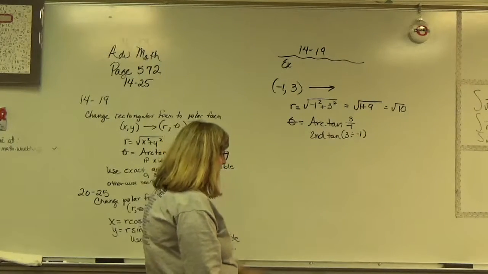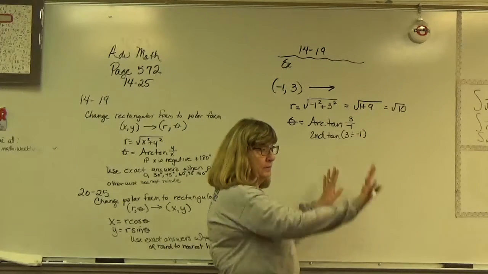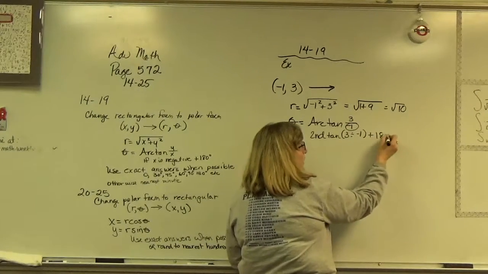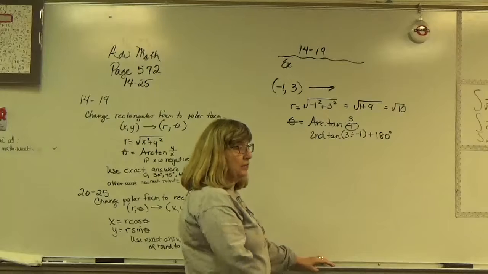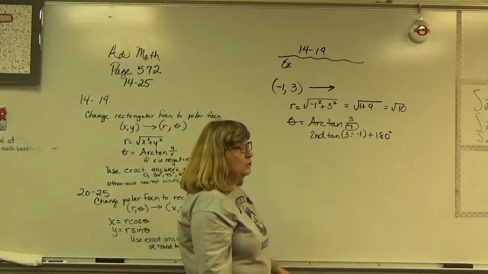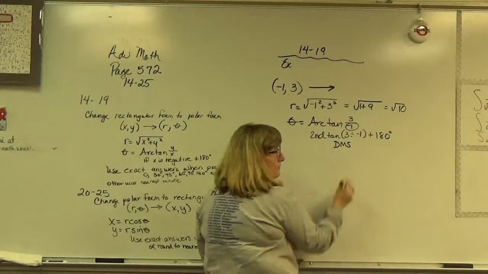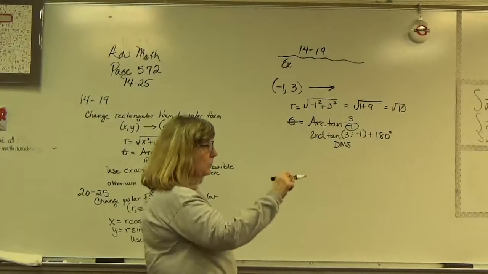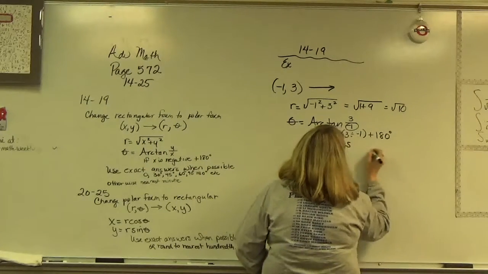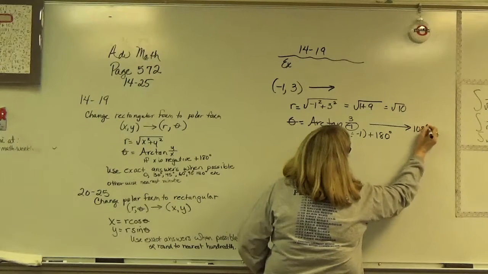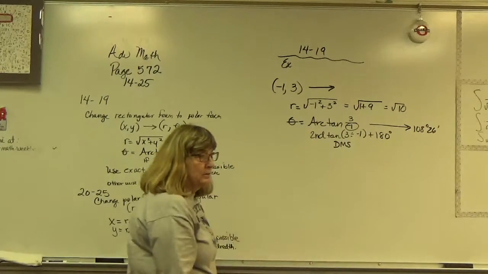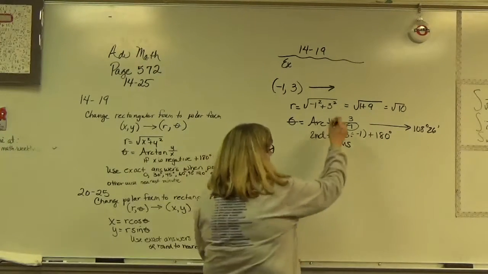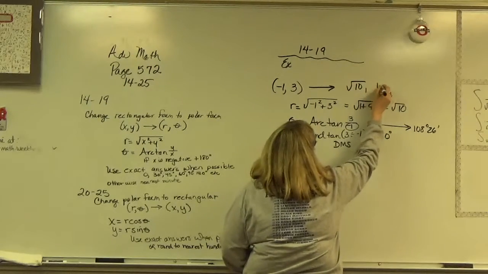Negative 71. Okay, I don't need you to tell me what it is yet, because since this is negative, you've got to add 180 to that. So go ahead and do that in your calculator. Once you get that, add 180 to it, then hit your degrees, minutes, seconds. 108.26. Anybody else 108.26? Yep. And we round to the nearest minute if it's one that doesn't come out nice. So then the answer for this we'd say is the square root of 10, 108.26.